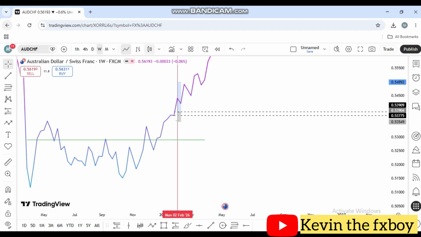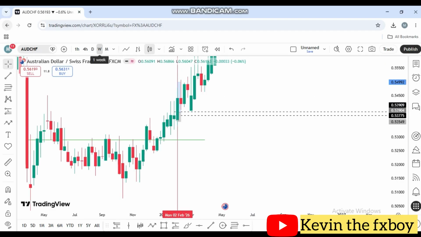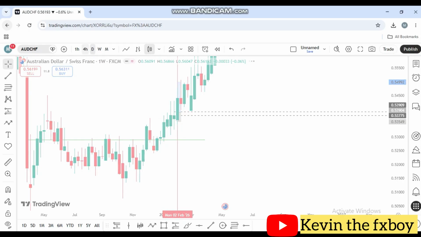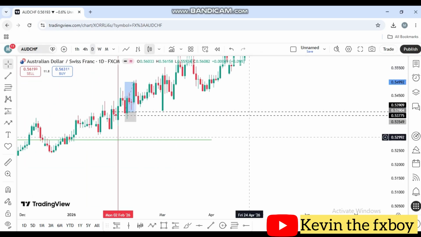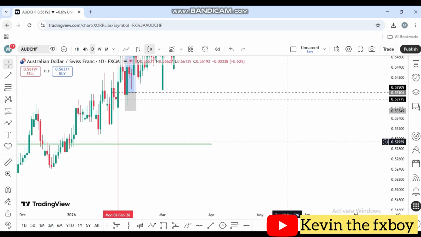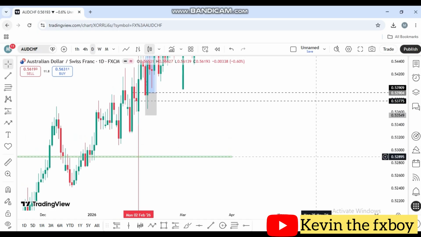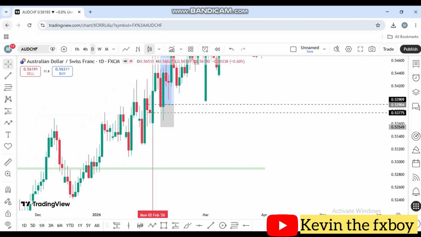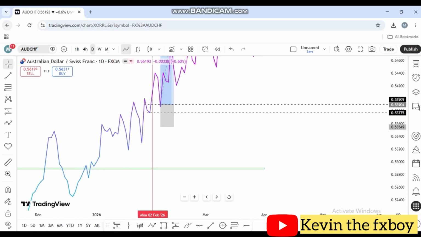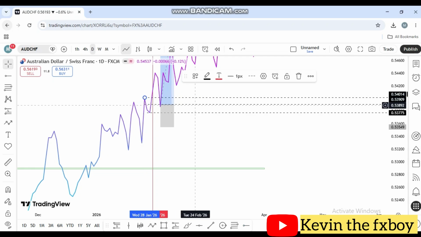So after identifying the trend and marking my weekly zone, I went down to the daily time frame. On the daily time frame, what I did was I marked this right here. This is our resistance break turned into support.